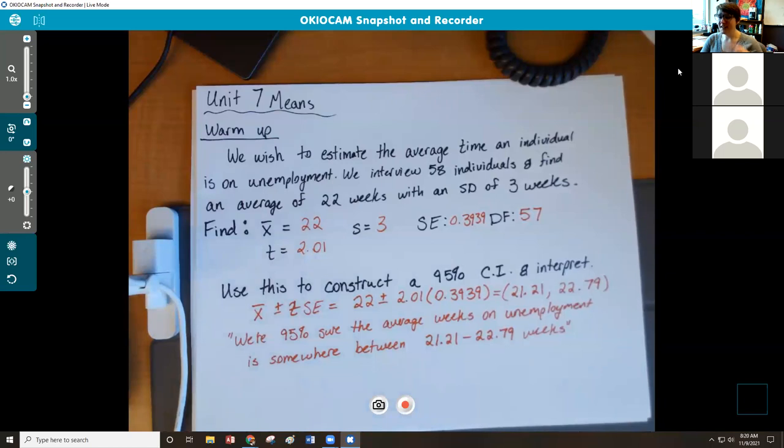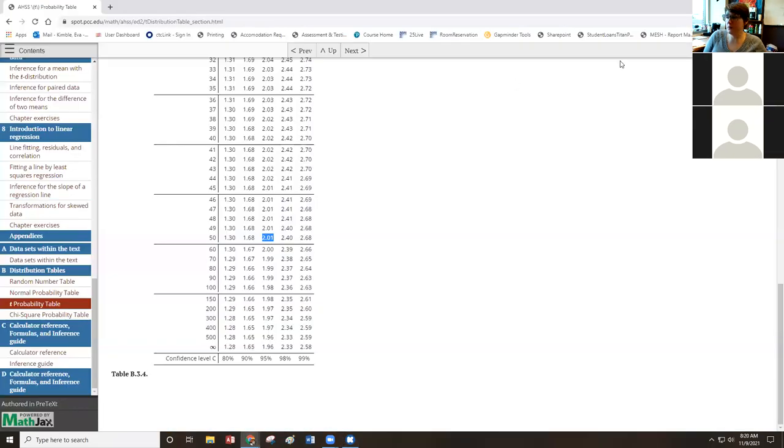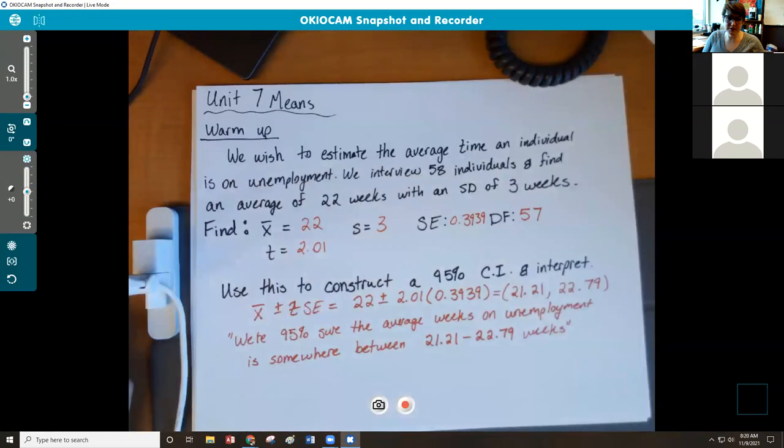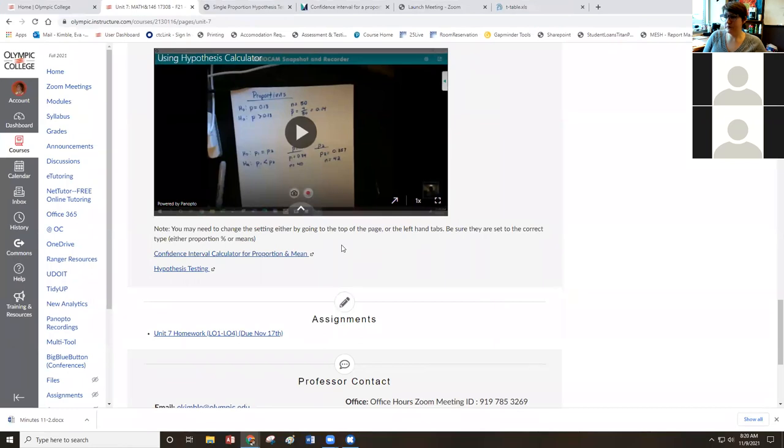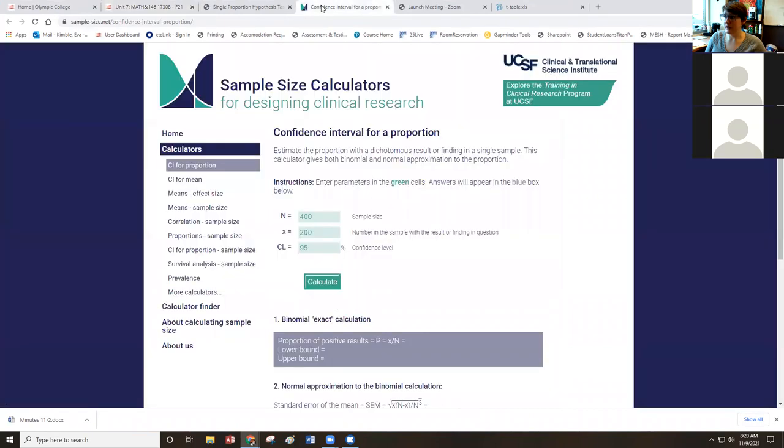Thanks for asking. So with that, using that t table, it's not extremely hard, but if you want to get a more precise answer, you can definitely use technology for this. So if you go down to the bottom of unit 7, you can click this confidence interval calculator for proportion and mean. And when you do that, you're going to get here.